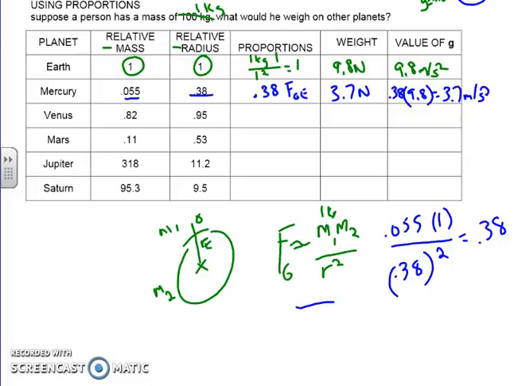Okay, so what I'd like you to do is try to do the rest of these right now to give yourself practice. So I'm going to pause it, and then I'm going to start it again in a few seconds.